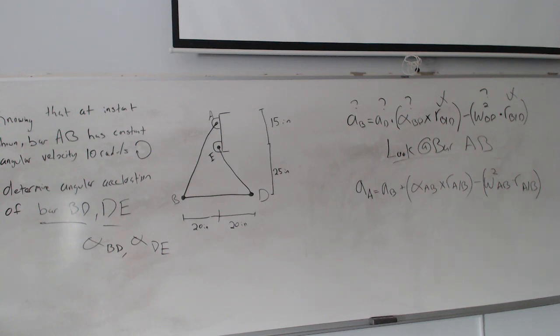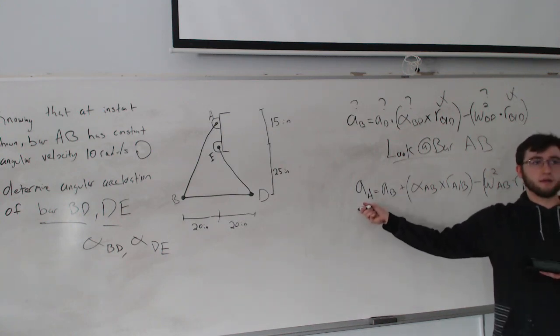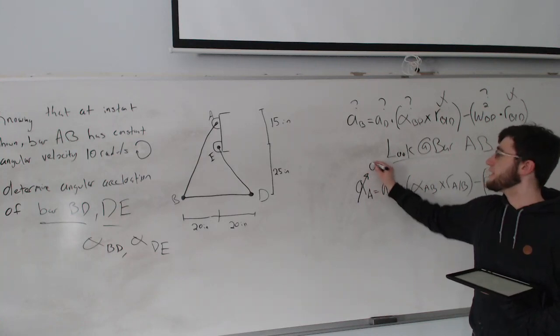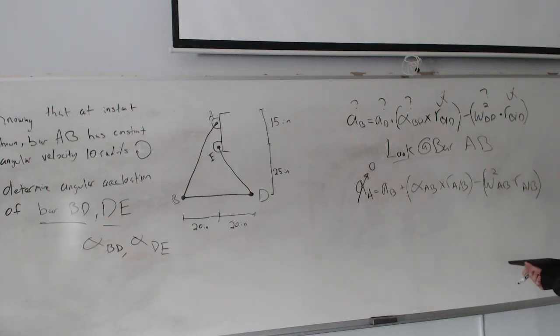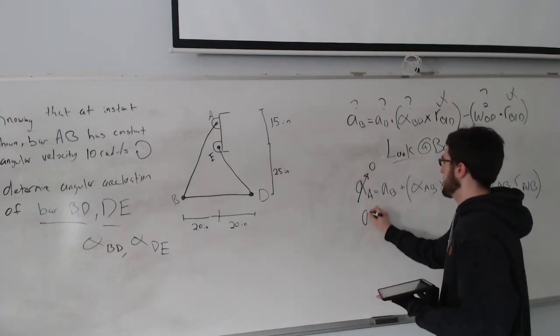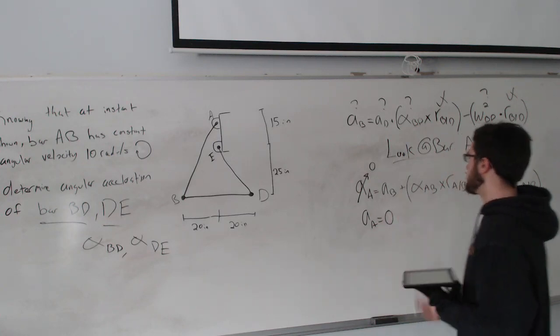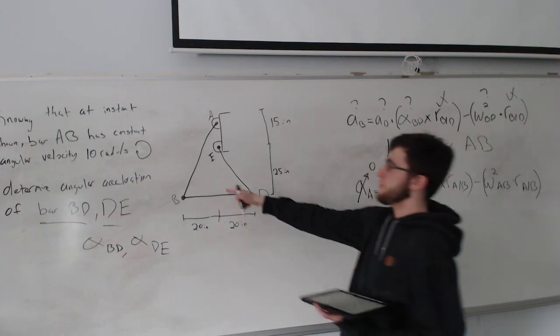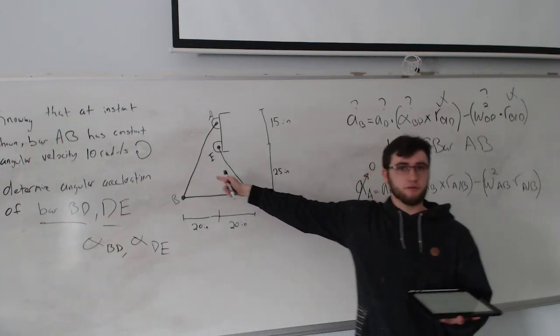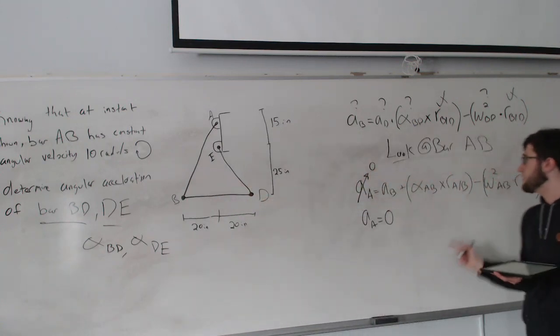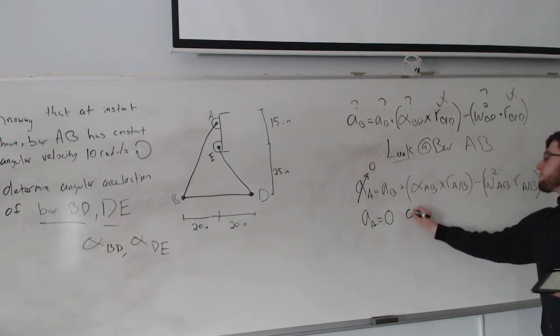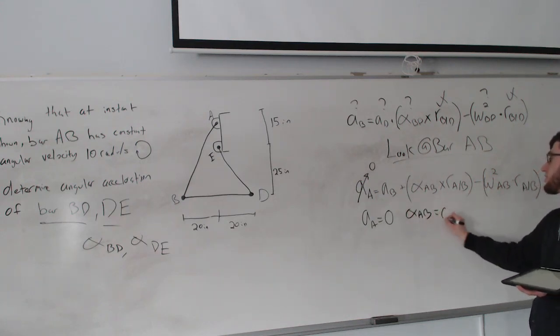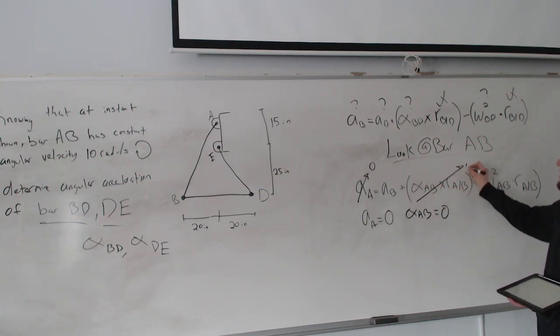So, acceleration of A is 0 in all directions. I'm told that the angular velocity of AB is constant, so alpha AB is also 0. So this entire thing goes to 0.